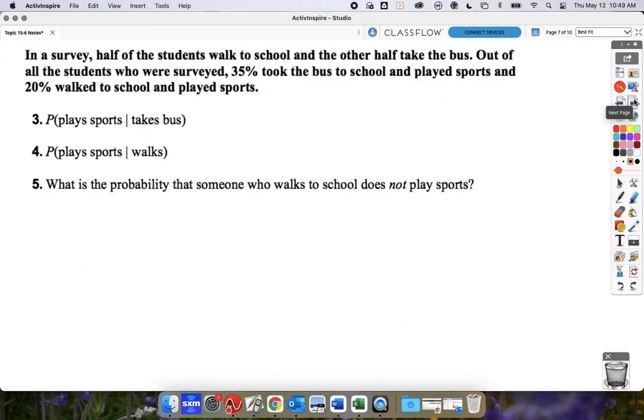Okay. In a survey, half the students walk to school, the other half take the bus. Out of all the students that were surveyed, 35% took the bus to school and played sports. 20% walked to school and played sports. What is the probability that you play sports given you take the bus?